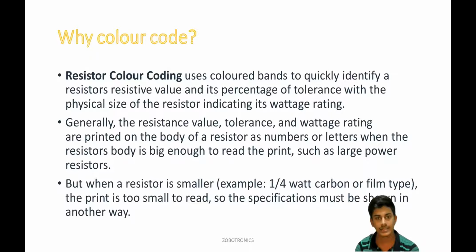Resistance value, tolerance, and wattage rating are printed on resistors, but only on those resistors which have a big body, meaning which are big in size. On those we can easily print the values. But if the resistor is quarter watt or 1 watt, then we cannot print those values on it. So that's why we use color code for that.